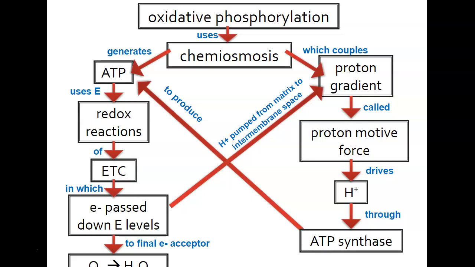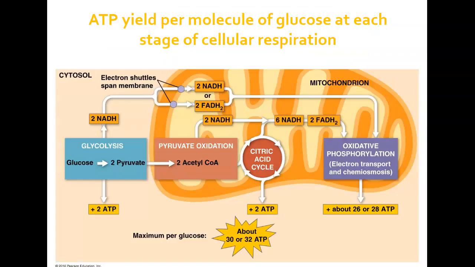And then in the process of electrons getting passed down the electron transport chain, protons are pumped from the matrix to the space to generate the proton gradient. So if this graphic is helpful, hopefully it kind of puts it all into perspective. Here you can see where everything is being made.